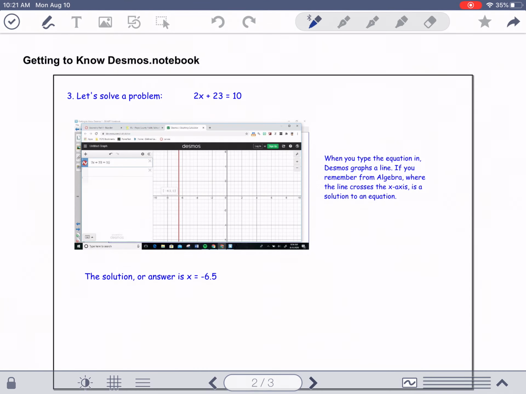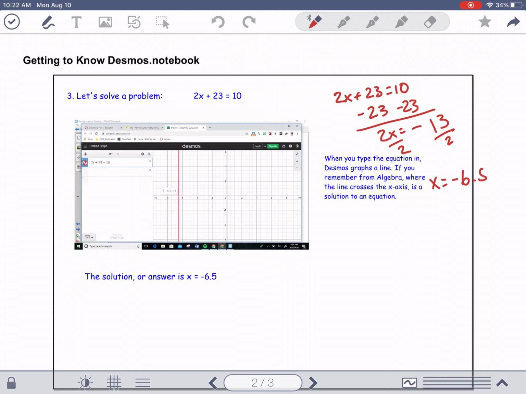So, here we go. Let's solve a problem. My problem is 2x plus 23 equals 10. Now, if I were to solve this manually, it would be 2x plus 23 equals 10. Subtract 23. 2x equals negative 13. I divide both sides by 2, and I'm going to get x equals negative 6.5. Alright, that's the old-fashioned way.